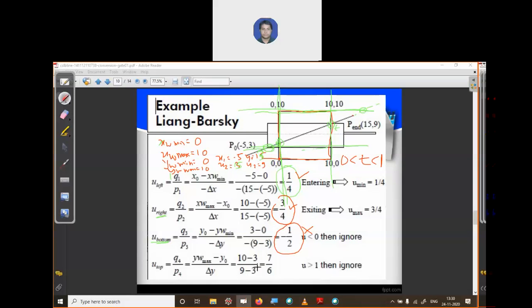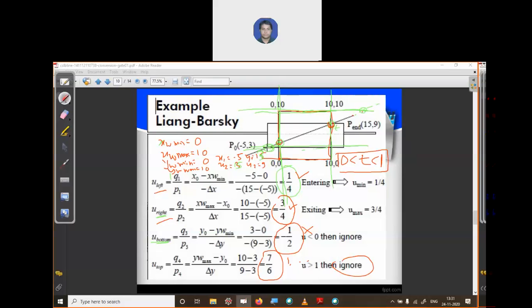As you can see here, the value of 7 by 6 is a positive 1 point something. It is greater than 1, so it will intersect your top boundary, but outside your clip region. So we will just ignore it. We will only consider the values which are between 0 and 1. Here the left and right boundaries are intersecting at valid values, so we'll find only these two intersect points.